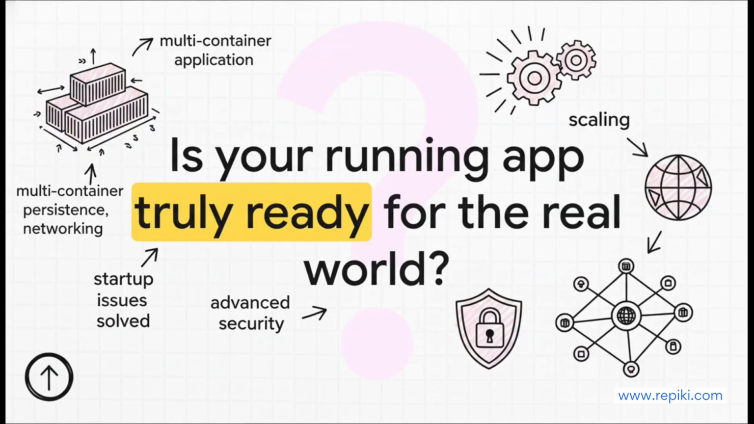So there you have it, a running, persistent, multi-container application. You've solved persistence, you've conquered networking, and you know how to fix the most common startup issues. But really, this is just the beginning. The next step is orchestration, scaling, advanced security. So, your application is running, but is it truly ready for the real world? We'll dig into that next time.